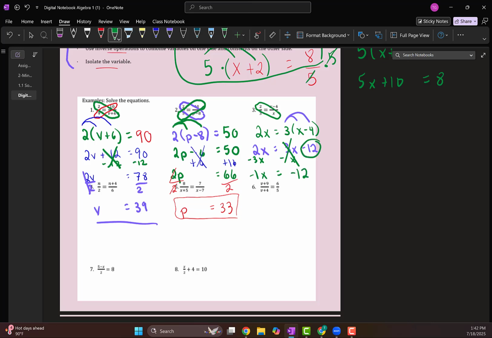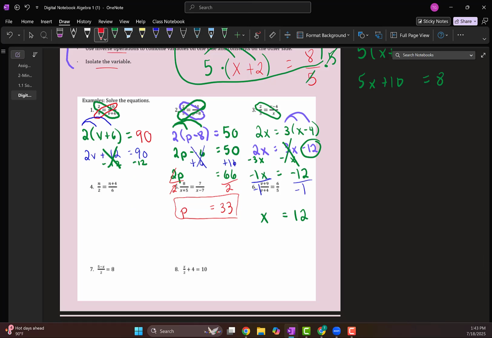And then remember, you can't have a negative 1x, so we need to do one extra step, dividing by negative 1, because a negative 1 divided by negative 1 becomes a positive 1x, which is what we're after. And negative 12 divided by negative 1 is positive 12. So our answer is x equals 12.